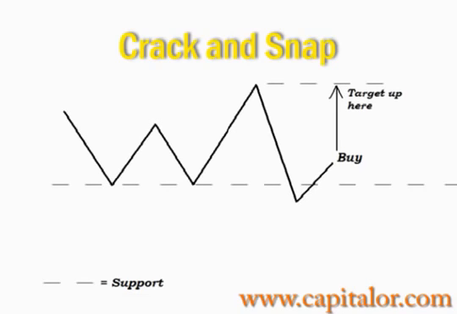Crack and snap. This is the opposite of falling off the roof, and works like this: if price gets below support but fails to hold a new low, it is going up again. On the image we are looking at, you buy where it says buy, and you take your profit where it says target up here, which is the latest high price made. And to make your apprehension of this pattern even easier, I am going to show you a simulation much like I did with the falling off the roof pattern. So prepare yourself.